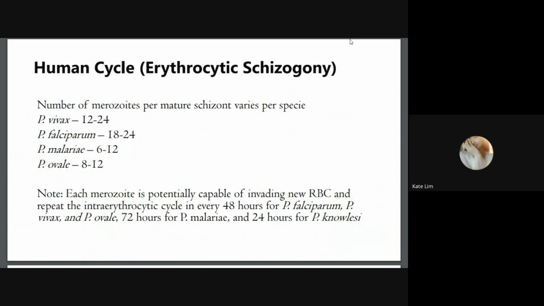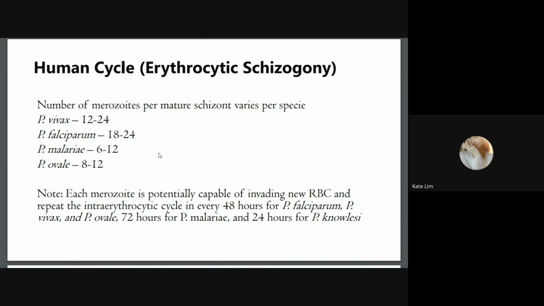So in here you can see the merozoites. These are the merozoites that form inside the mature schizonts. It would actually vary across different Plasmodium species. The number of merozoites produced by a mature schizont depends on the Plasmodium species. And here's a very quick breakdown.